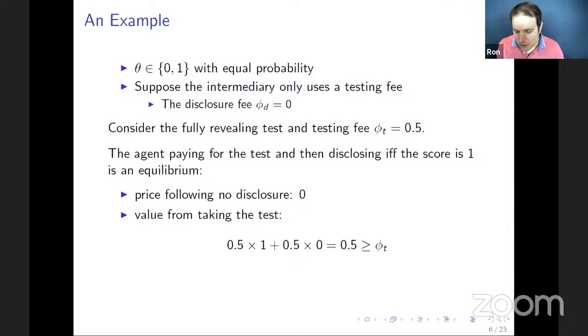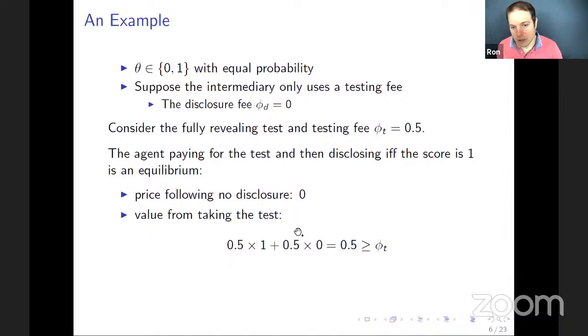If the agent follows the equilibrium prescription, then he should take the test. Then what is he going to do? Well, with probability 1/2, the test is going to tell him that the asset value is 1, and then he's going to disclose this and get a price of 1. With probability 1/2, the value of the asset is going to be 0, and then he can disclose that and get 0, or not disclose it. So in particular, he won't disclose it and get 0. So if he takes the test, he's going to get a half. Now for any test price lower or equal to a half, it's optimal for him to pay for the test.